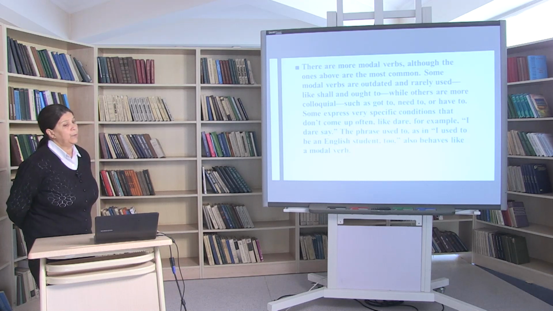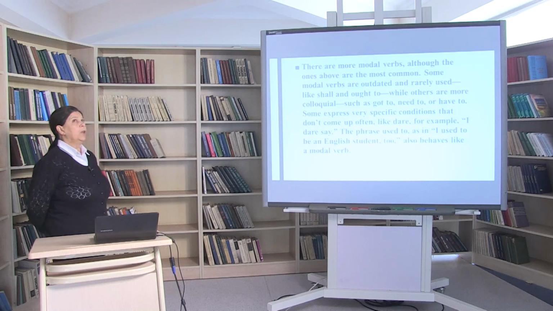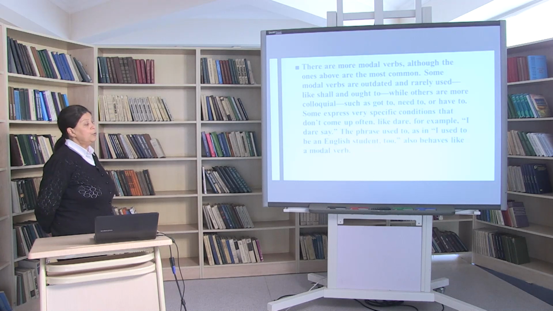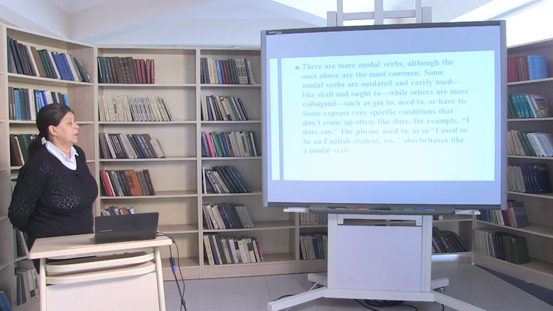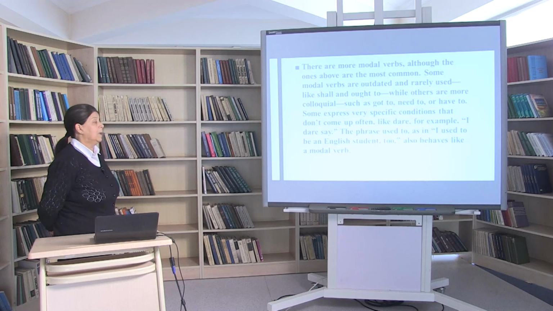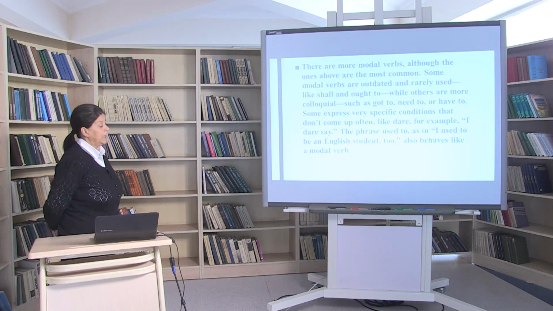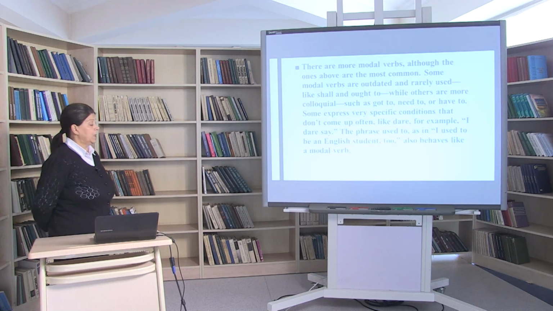For example, if need is a full verb, it can change according to the person and the tense form. For example, I need your help. I needed your help. Do you need my help? Did you need my help? I don't need your help. You didn't need my help. As you saw from the examples, here need is a full verb and its interrogative and negative forms are formed by means of the auxiliary verbs do and did.